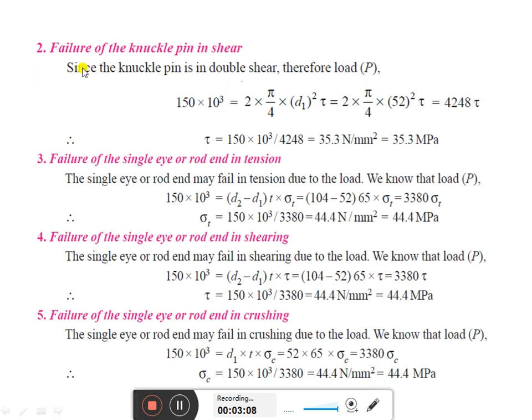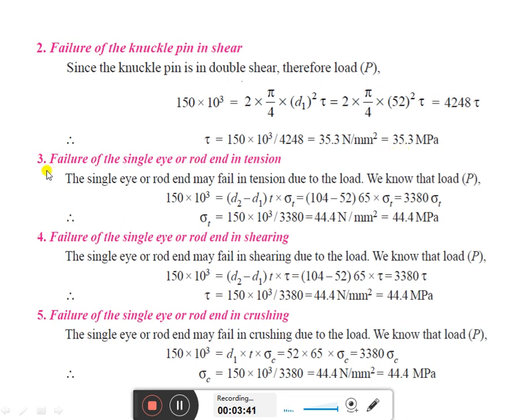Then step 2, the failure of knuckle pin in shear. P is equal to 2 into pi by 4 into D1 square into tau. Substitute the value of D1 that we found in the previous step, and the applied load, then find the shear stress, which is equal to 35.3 megapascal.